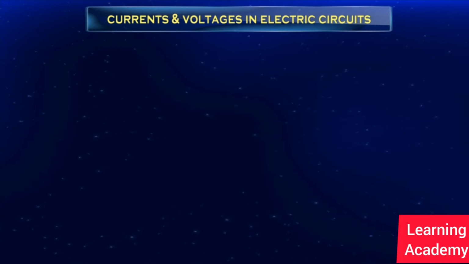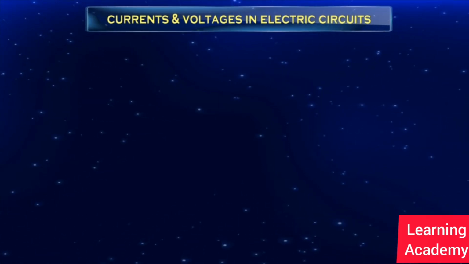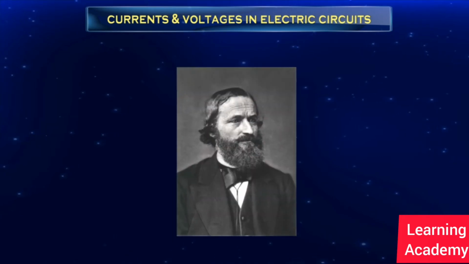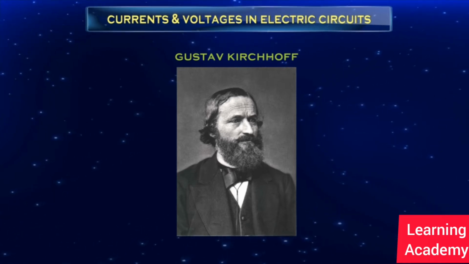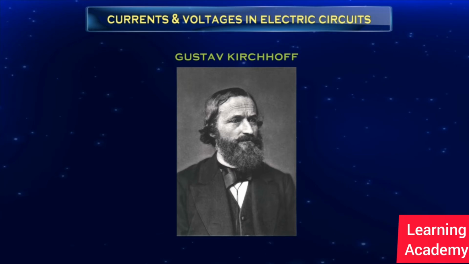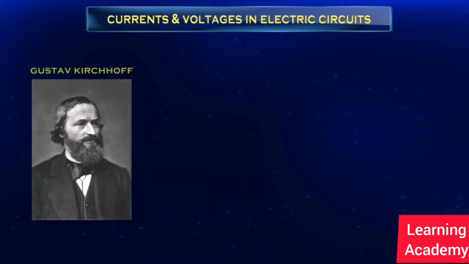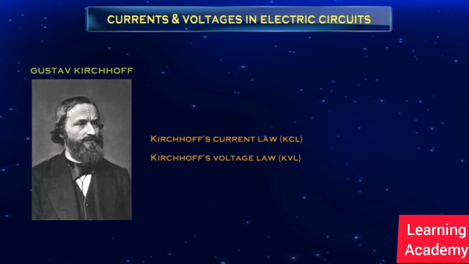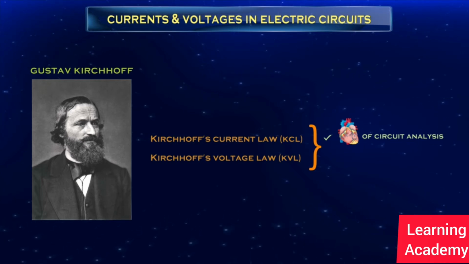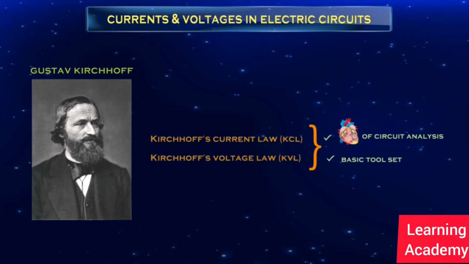To understand how an electric circuit works, we must know about the currents and voltages around the circuit. A German physicist named Gustav Kirchhoff formulated circuit laws, which can help us in understanding the current and voltage in a circuit. These laws are called Kirchhoff's laws. They are Kirchhoff's current law (KCL) and Kirchhoff's voltage law (KVL). Kirchhoff's laws are the heart of circuit analysis. That is, these are the basic tool set that we need to start analyzing circuits.